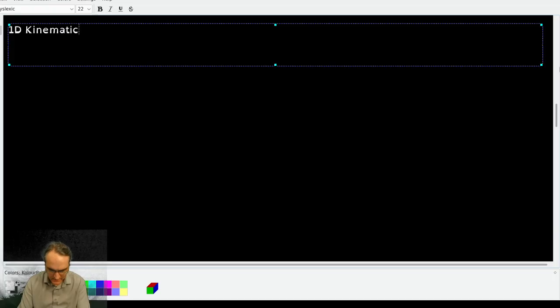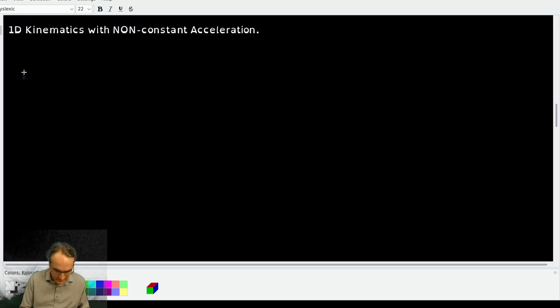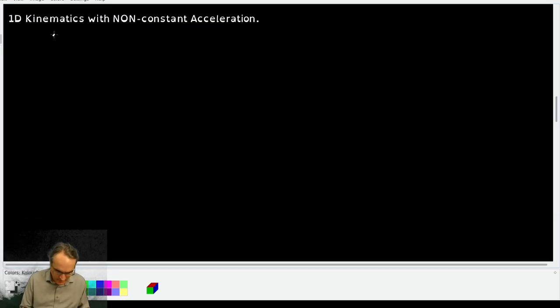1D kinematics with non-constant acceleration. So we finally get to how you are going to cope if you don't have a constant acceleration. It all comes back to these two base equations and their rearrangements.